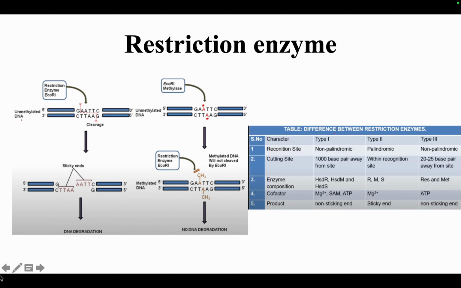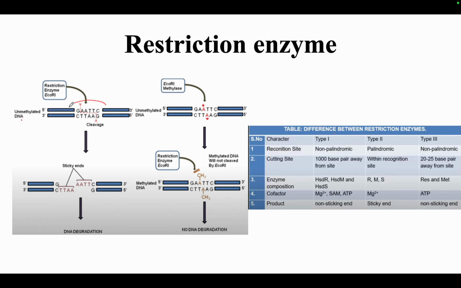Remove this. Yeah, so we have different types of restriction enzyme: type 1, type 2, and type 3. When these restriction enzymes were isolated, they had different properties, and depending on those properties, they were divided into different types of restriction enzymes. So we have type 1. What it does, it will recognize this sequence.